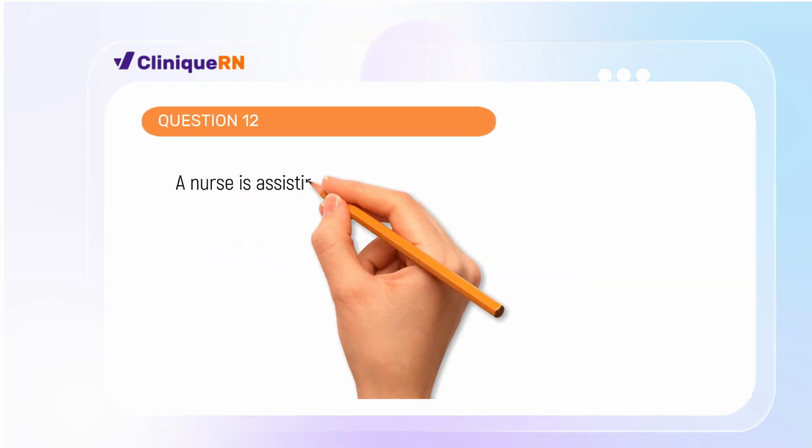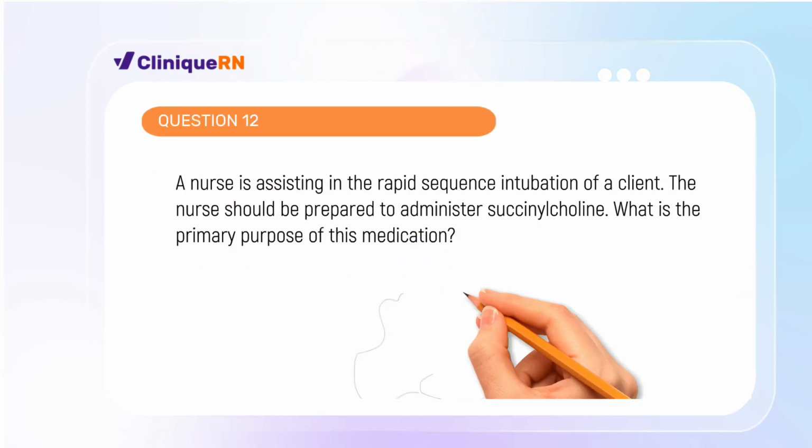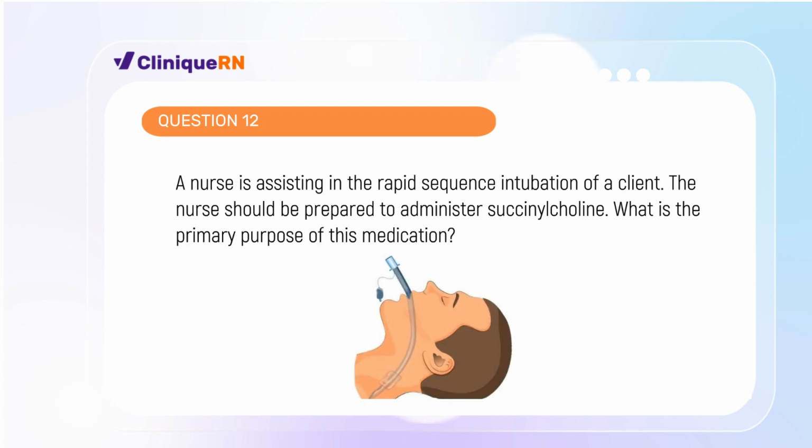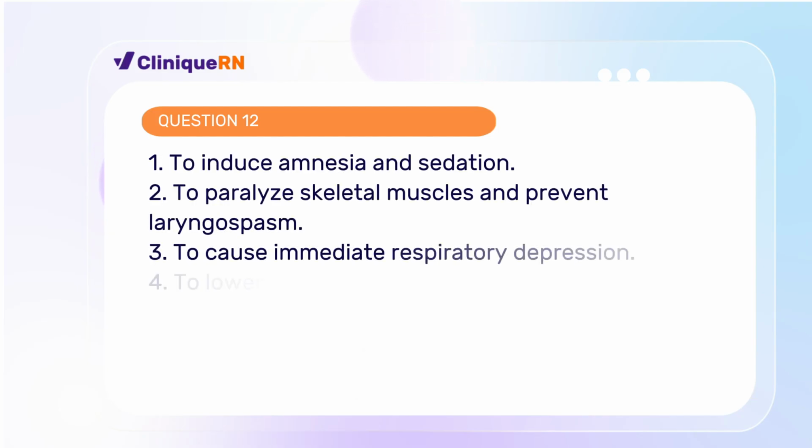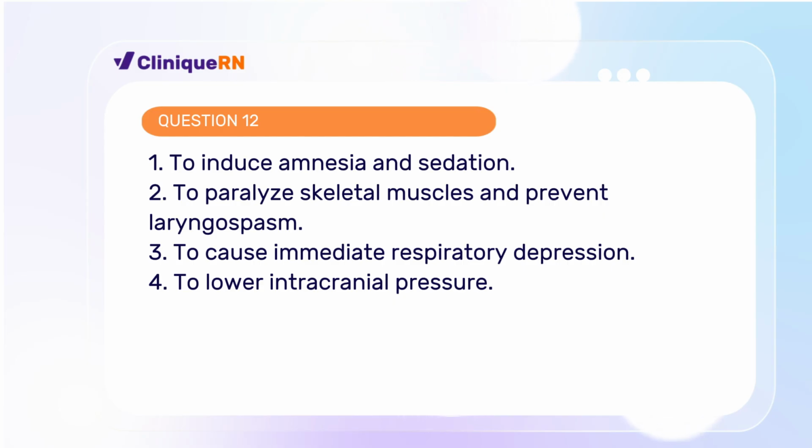Question 12. A nurse is assisting in the rapid sequence intubation of a client. The nurse should be prepared to administer succinylcholine. What is the primary purpose of this medication? 1. To induce amnesia and sedation. 2. To paralyze skeletal muscles and prevent laryngospasm. 3. To cause immediate respiratory depression. 4. To lower intracranial pressure.